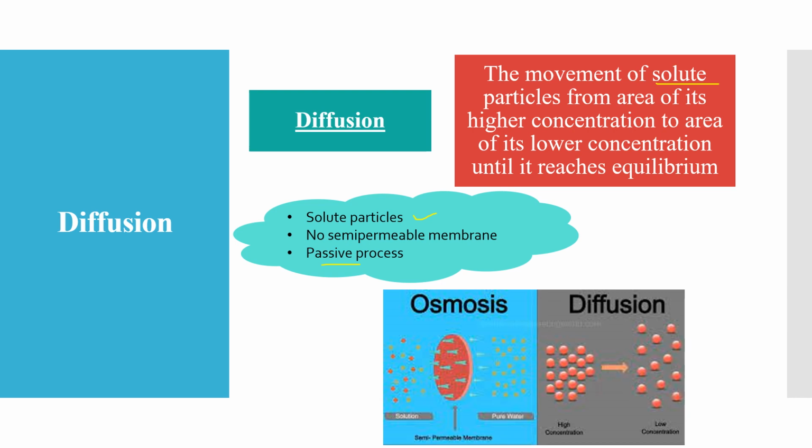As you can see in this diagram, it clearly shows the difference between osmosis and diffusion. In osmosis, a semi-permeable membrane is required. So this is the semi-permeable membrane, whereas in diffusion there is no semi-permeable membrane. In both cases the movement is from high concentration to low concentration, but in osmosis solvent molecules are required, whereas in diffusion solute particles are required.